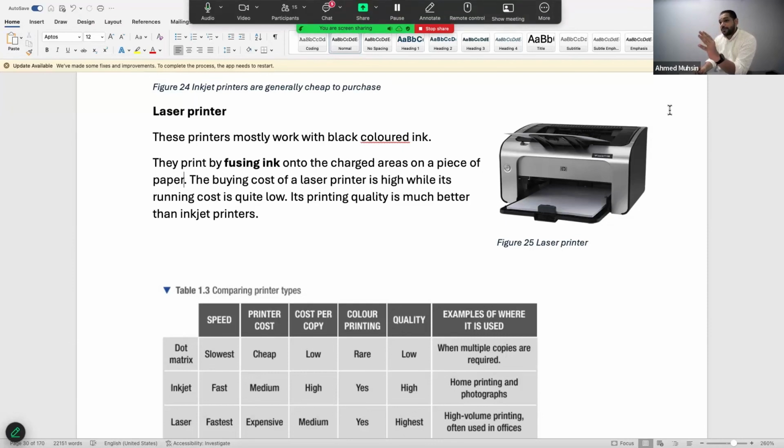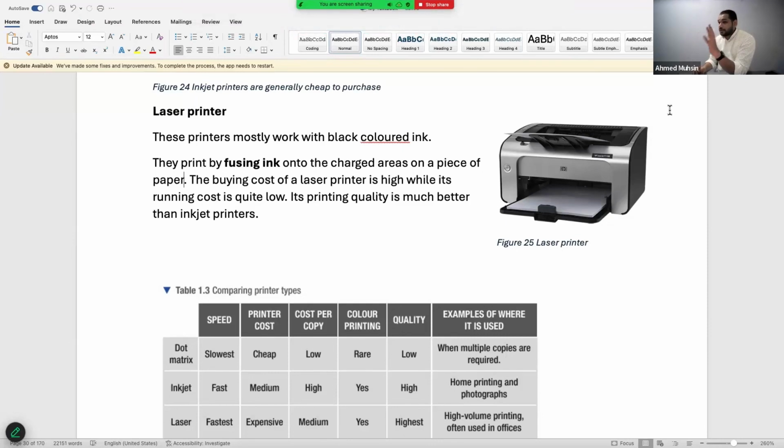Okay, so guys, from these 3 printers, which one do you think has the highest quality now? Laser printers produce the best quality here. Okay, are we good? Can you guys read? The buying cost of a laser printer is quite high. Okay, but its running cost is quite low.